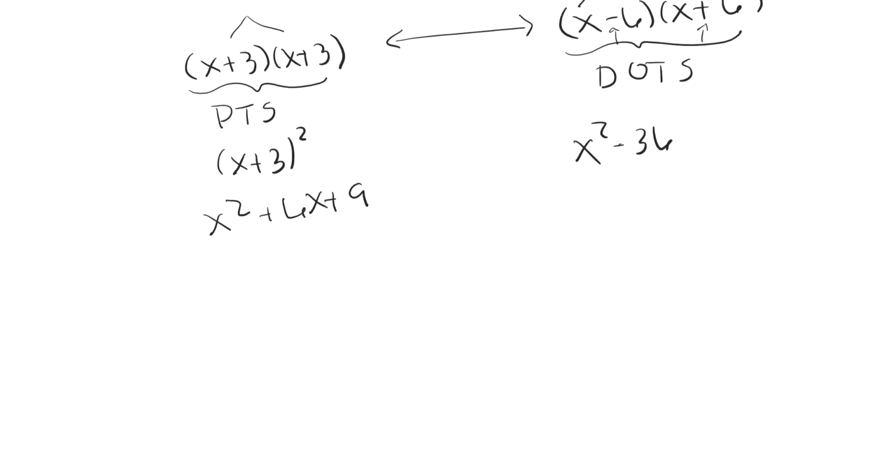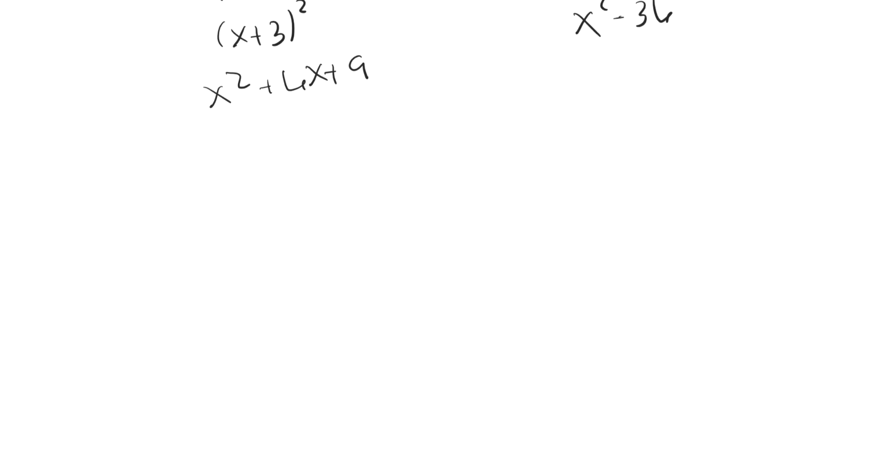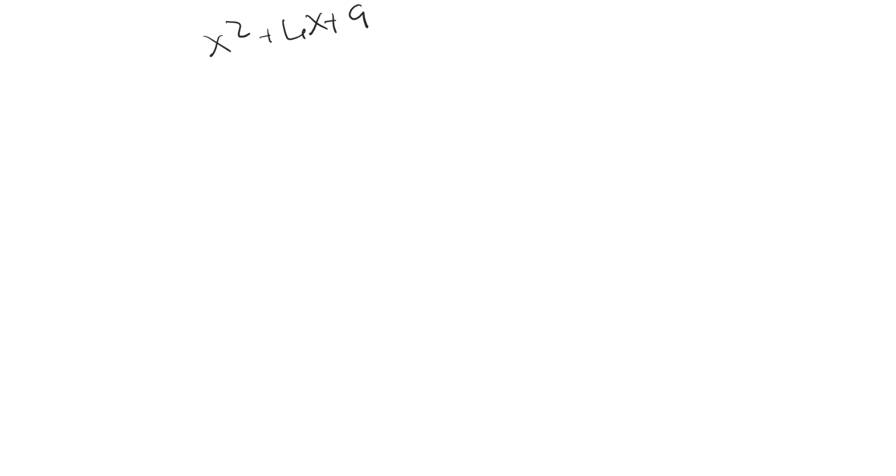Okay, again, if you are thoroughly and completely confused right now, it's normal. But you can always fall back on either your FOIL, your distributive property, or your box like we did yesterday. Okay, so I'm going to give you a DOTS example to end this video.